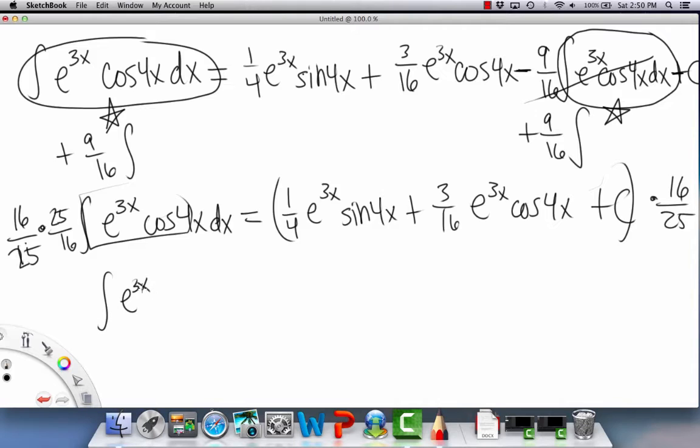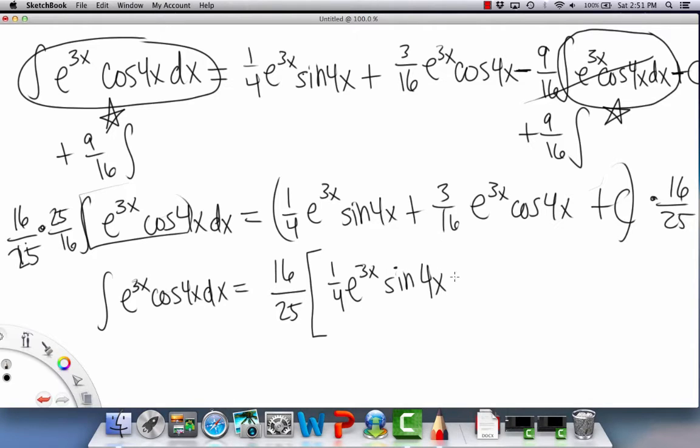So the integral of e to the 3x cosine 4x dx is going to equal, and I write the fraction in front, 16 over 25 of all of this. So we have 1 over 4 e to the 3x sine of 4x plus 3 over 16 e to the 3x cosine 4x, and then the plus c can go inside or outside. It's just a constant either way, so I'll put it outside. And then we have our plus c.